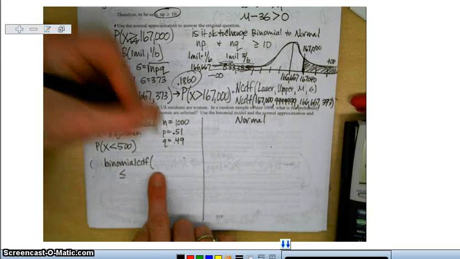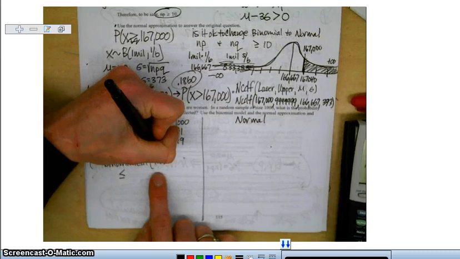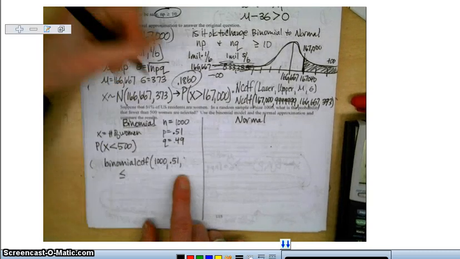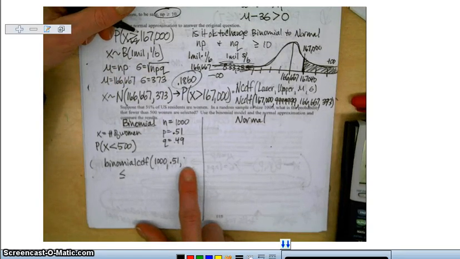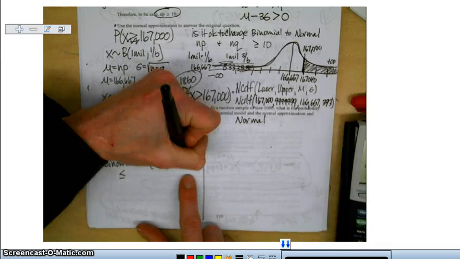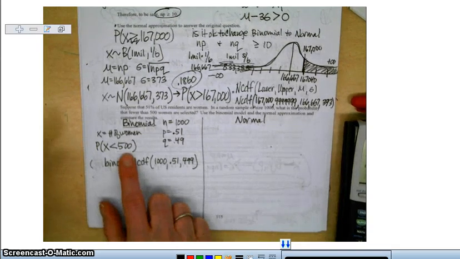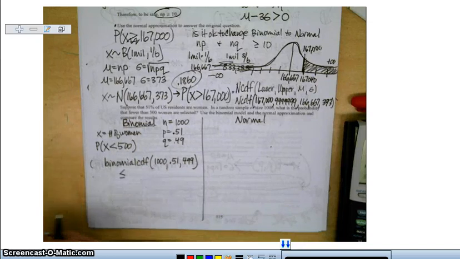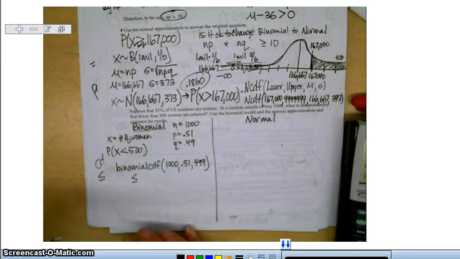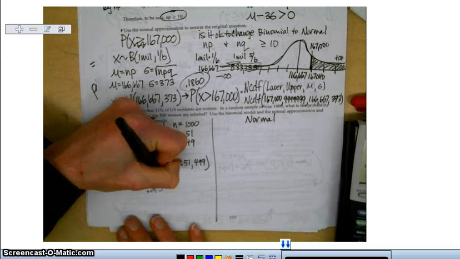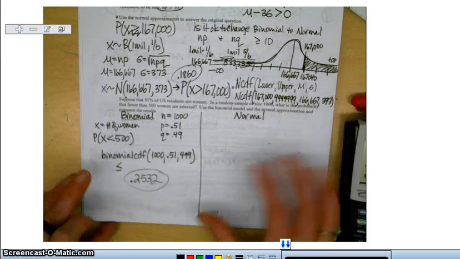We're going to type in our n, which is 1,000, the number of trials. Our probability of success, 0.51. And then our x value, what should it be? It's not 500. It's 499, because we have to include the or equal to one. You can't ask 499.5 women. It's less than or equal to 499. Okay, so do that in your calculator. Tell me what you get. 0.2532.